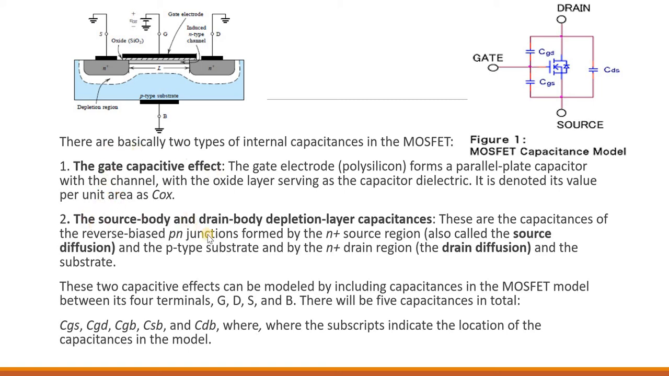The next one is the source-body and drain-body depletion layer capacitance. That is because of the reverse biased PN junctions, one because of the source diffusion and one because of the drain diffusion. That is CSB and CDB: the capacitance between the source and the body, and the capacitance between the drain and the body.